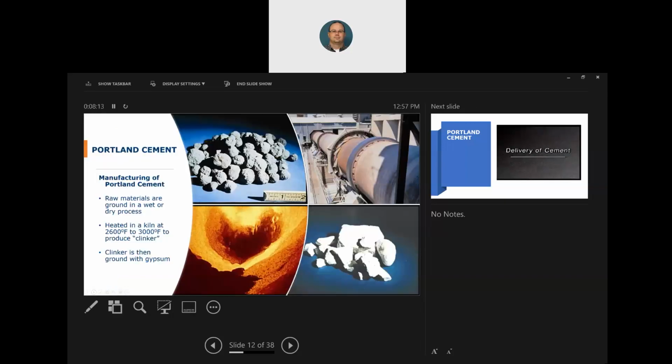All right. So Portland cement raw materials are ground in a wet or dry process. It's heated in a kiln at 2,600 to 3,000 degrees Fahrenheit to produce clinker. This is clinker right up here. Clinker is then ground with gypsum. The reason gypsum is added is to slow down the hydration rate. Otherwise, it will cure, hydrate so fast we won't have time to work with it.